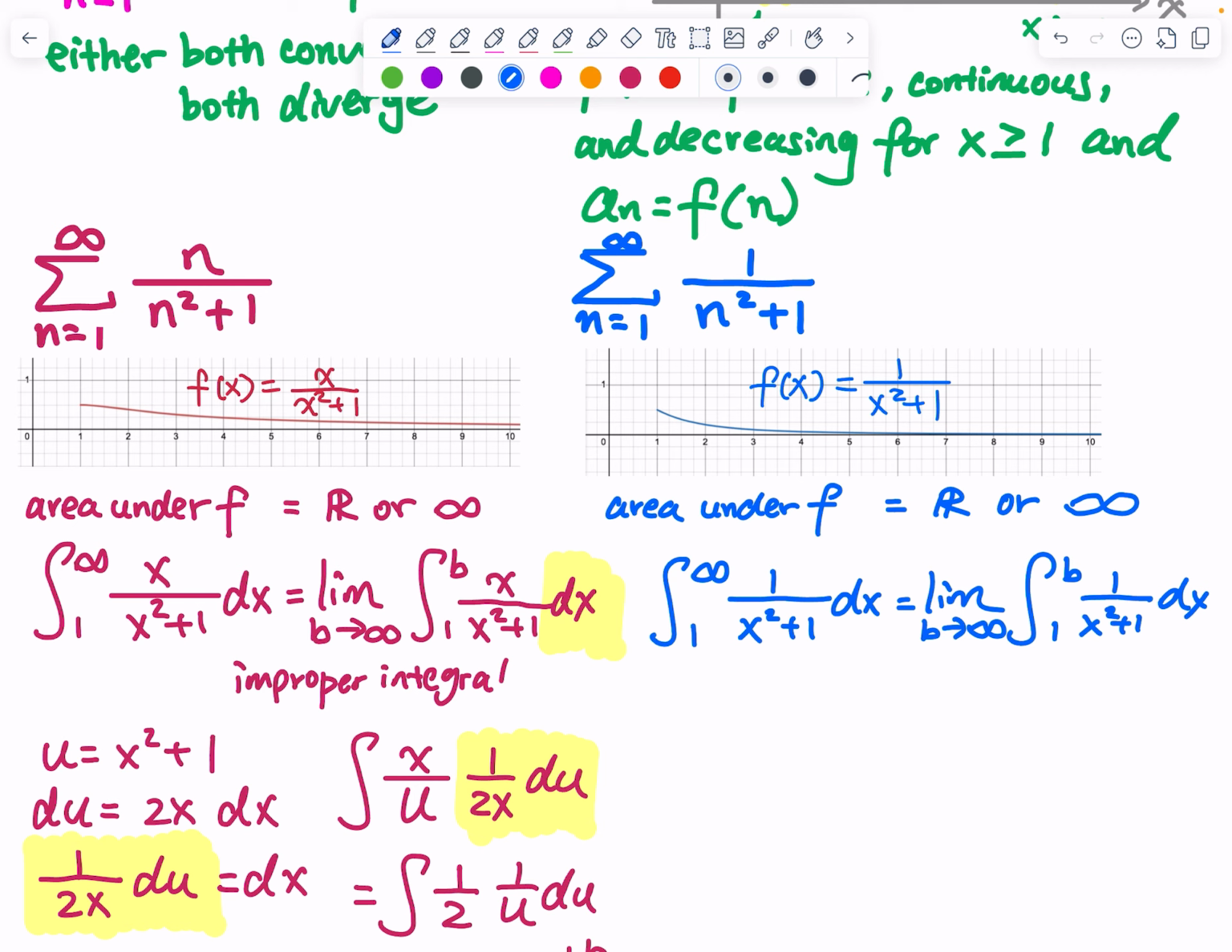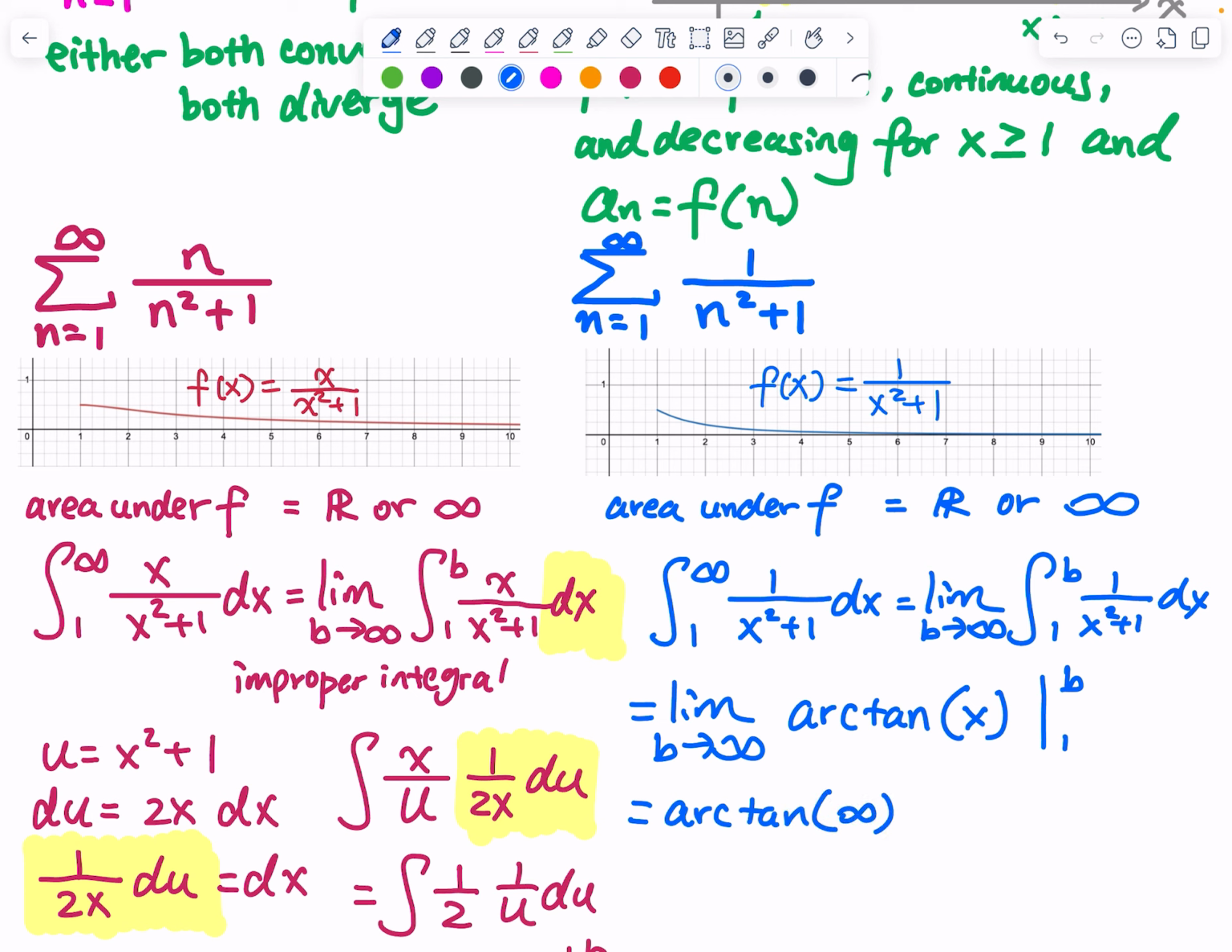And then what is the antiderivative of that? This one is not a power rule. It's not a u-substitution. It's not integration by parts as well. This integral is equal to arctangent, or inverse tangent. So that is equal to the limit as b approaches infinity of arctangent of x, such that x goes from 1 to b. And then you will have arctangent of infinity minus arctangent of 1.